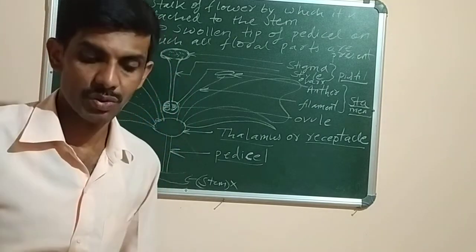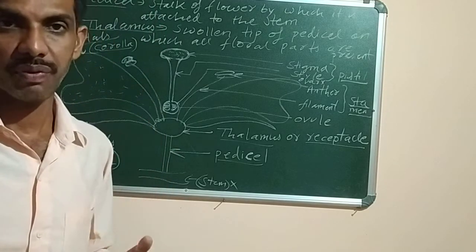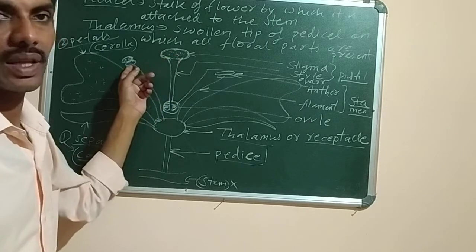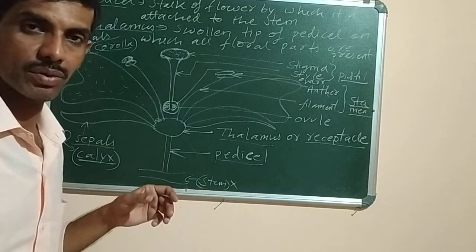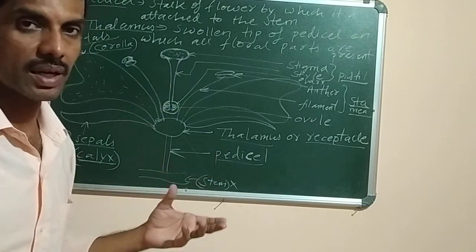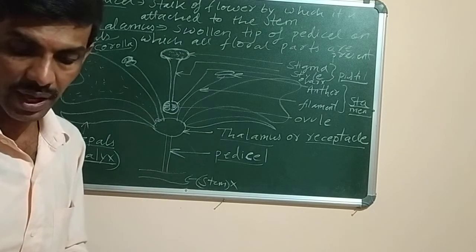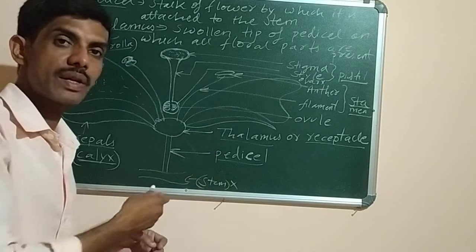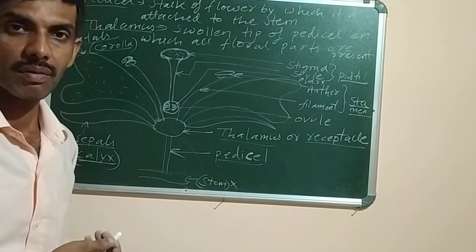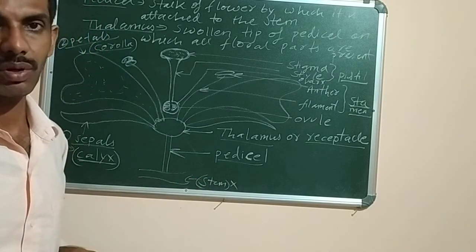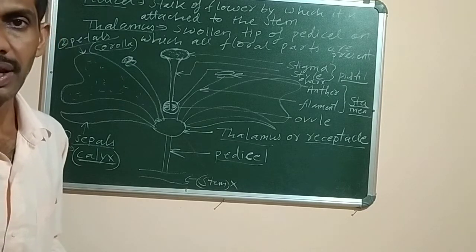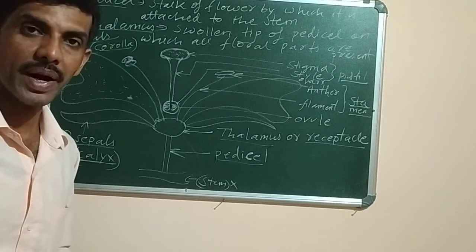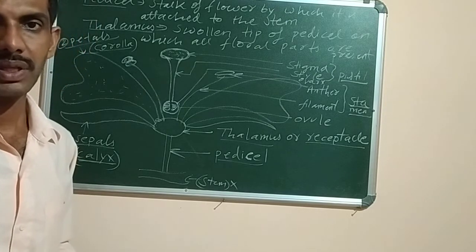What are bisexual flowers? What are unisexual flowers? Those flowers in which both the male and female parts are present are called hermaphrodite or bisexual flowers. But there are certain flowers, like in case of papaya, in case of cucumber, where male and female flowers are present in different plants. Such flowers are called unisexual flowers. If only the male part is there, it is known as staminate flower. If only the female part is present, it is known as pistillate flower.